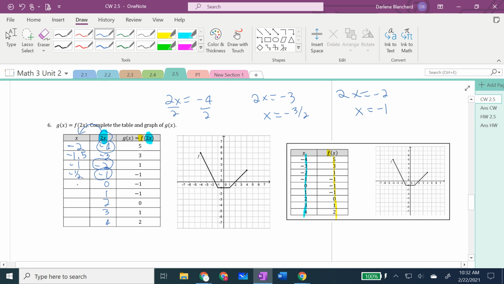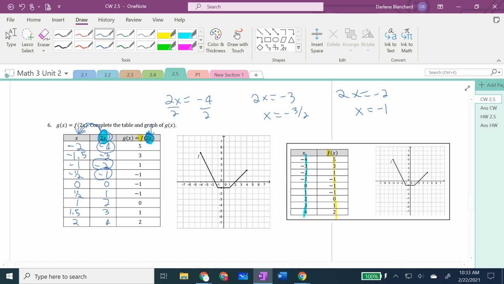Now, what's 0 divided by 2? Still 0. 1 divided by 2 is a half. 2 divided by 2 is 1. 3 divided by 2 is 1.5. 4 divided by 2 is 2. So I want you to see that in order to go from what's in the function, 2x, back to original x, I have to divide by 2 to find what those numbers are that need to first be doubled and then create the function.